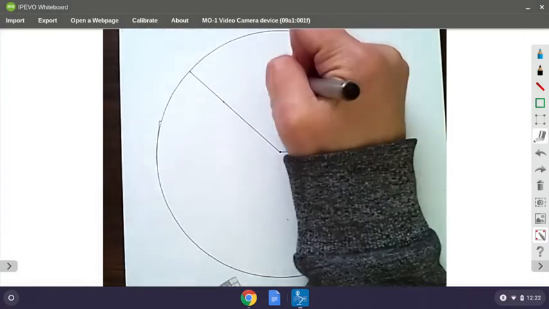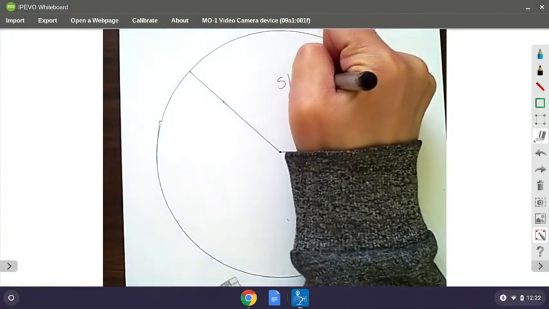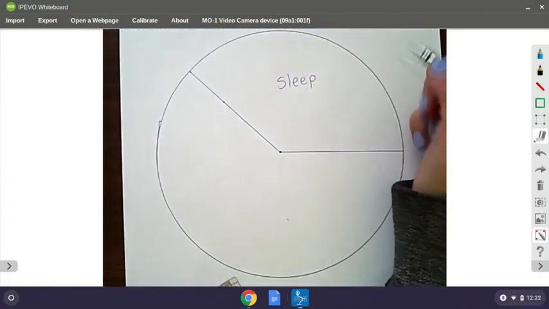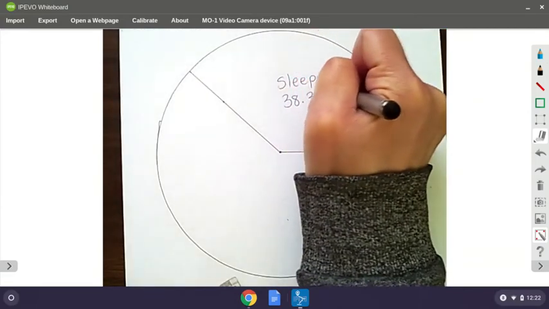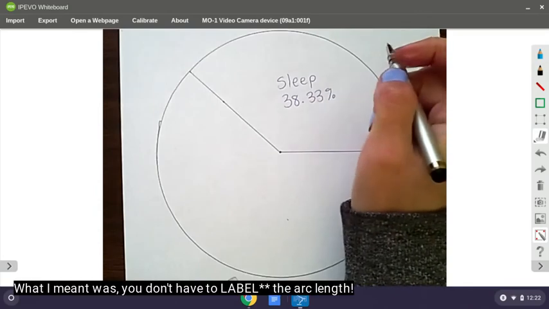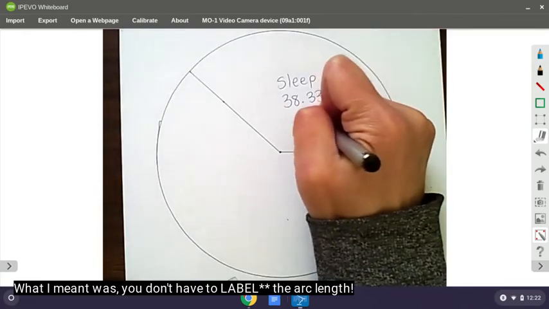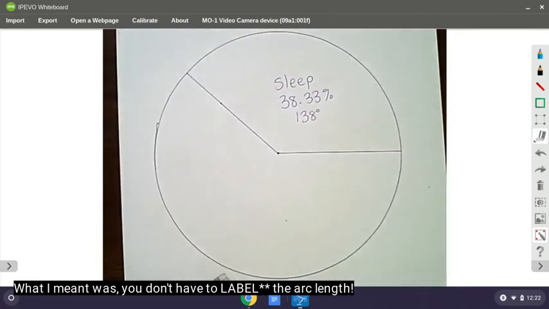And then in that section, I'll just label it with sleep. And then that was 38.33% of my week, and that was 138 degrees. You don't have to measure the arc length on there.